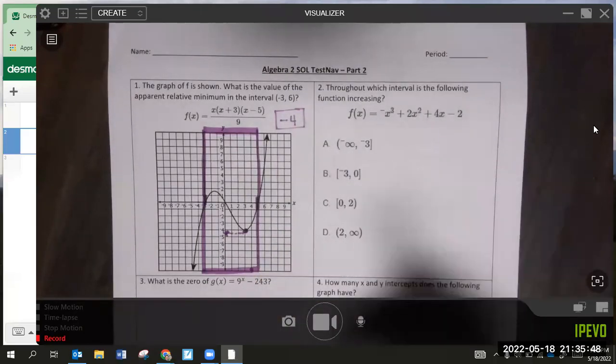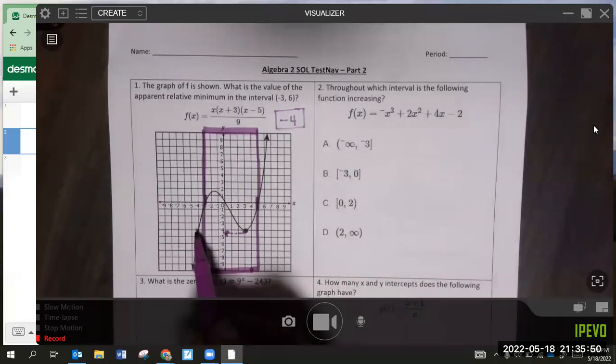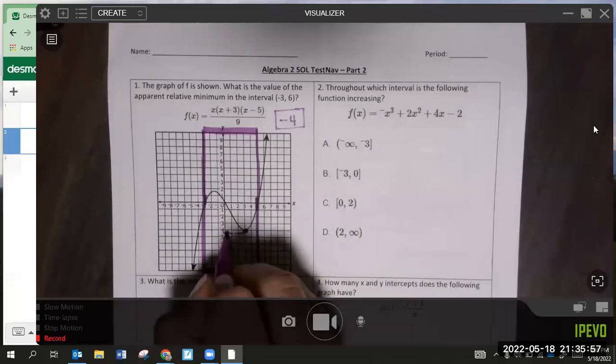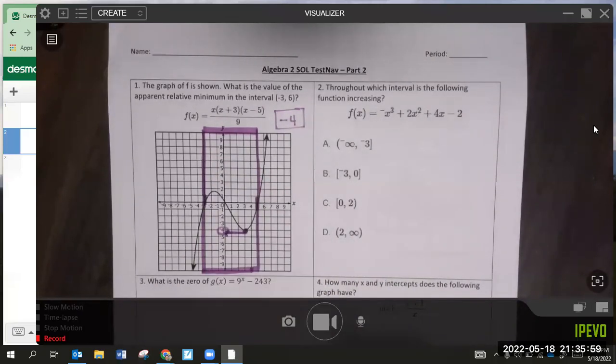So at -4, we have our apparent minimum. Why apparent? Well, because technically, if we look outside of our window, we do approach -infinity. So for right now, we're dealing with just our minimum right here, -4.